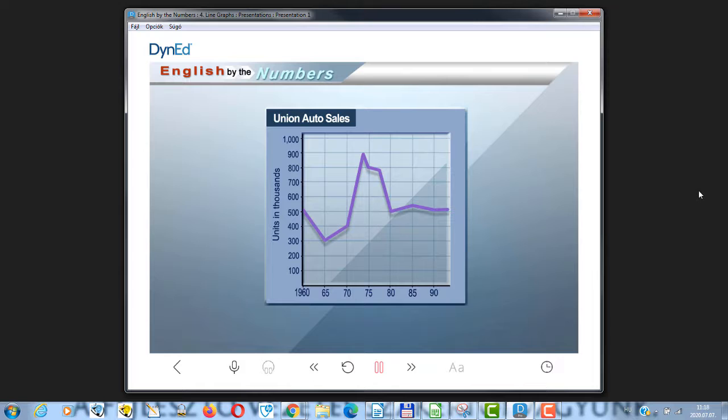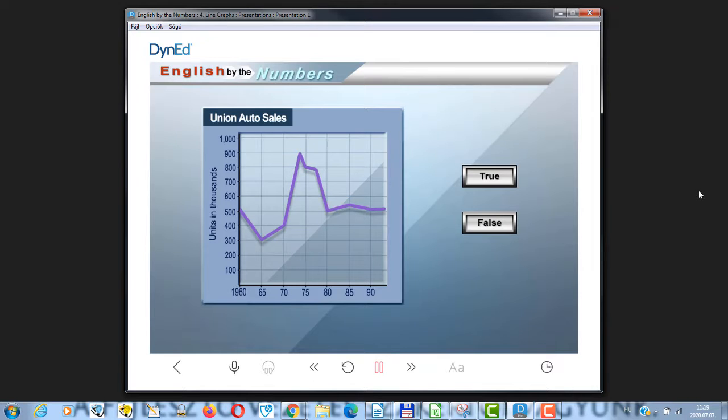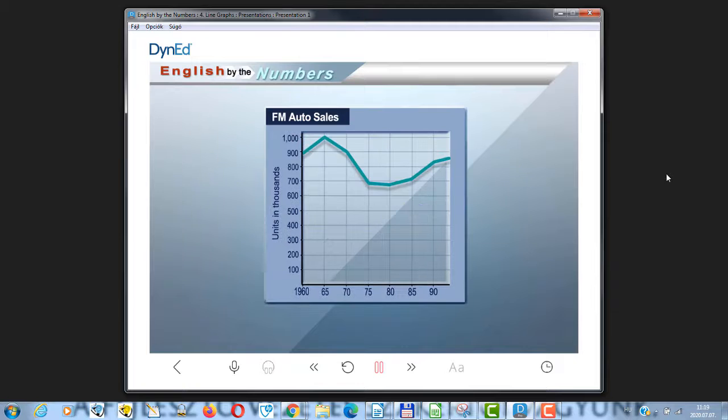Then, because of increasing imports, sales began a long decline to a low of around 500,000 units. Since 1980, sales have stopped their decline and have remained fairly steady. True or false? Sales were around 800,000 units in 1975. Yes, that's right. Now let's look at sales at Federal Motors.